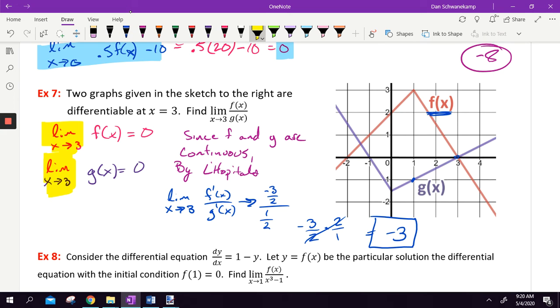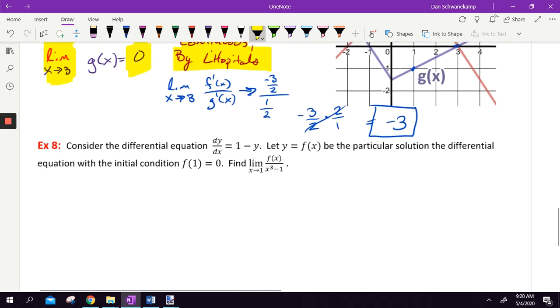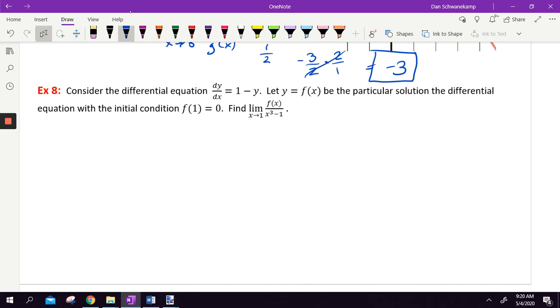I had to use limit notation. I had to show the top was 0. I had to show the bottom was 0. I had to say continuous. I had to say by L'Hopital. And then I actually got my answer. Last one. We're doing good. Again, the concept is simple. The annoying part is separating it out. But other than that, it's easy.